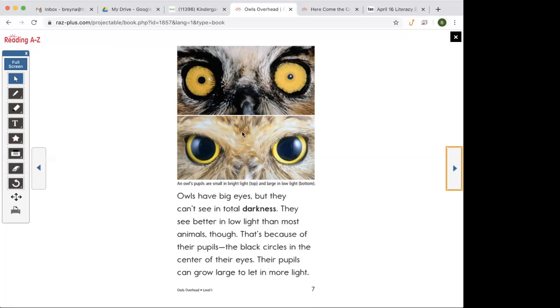So when you're reading nonfiction books, it's really important that you don't skip over things like caption words under a picture, because it helps you learn even more about whatever you're reading about. So this says an owl's pupils are small in bright light, which is the top. See the little black parts? Look how they're small because there's a bright light. They're looking into a bright light. Whereas on the bottom picture, they're large. The pupils are large. The black part is large because there's low light.